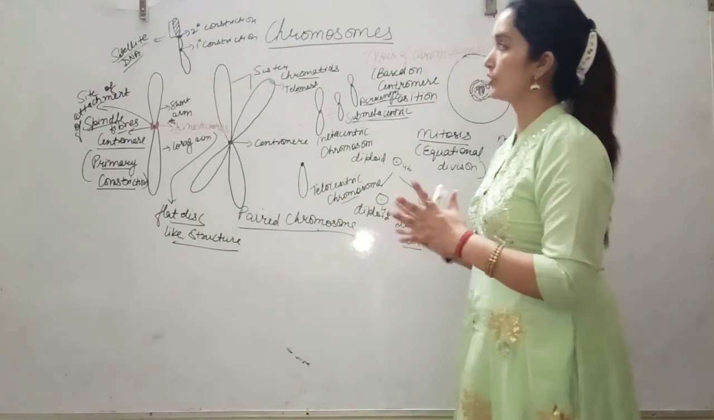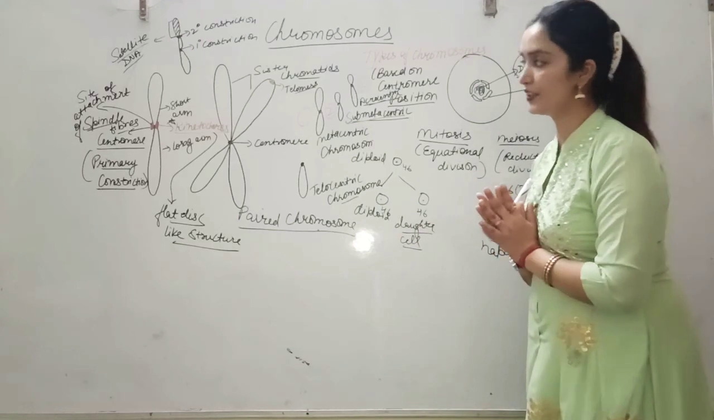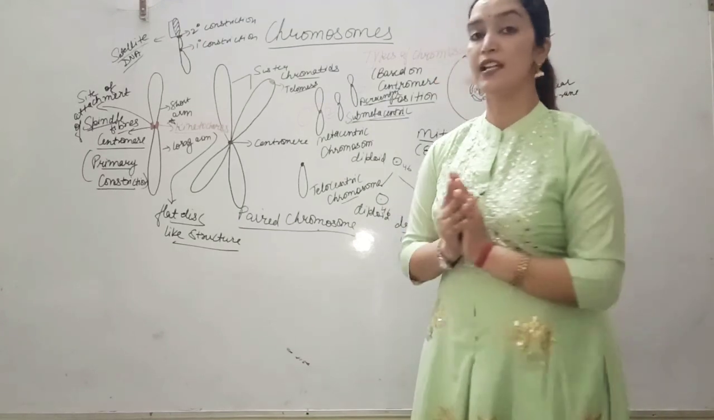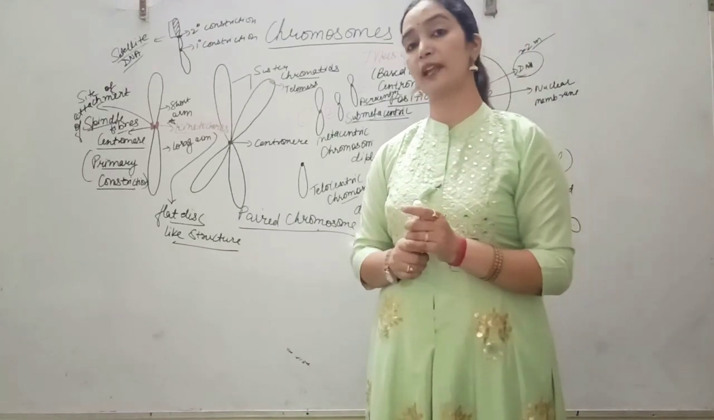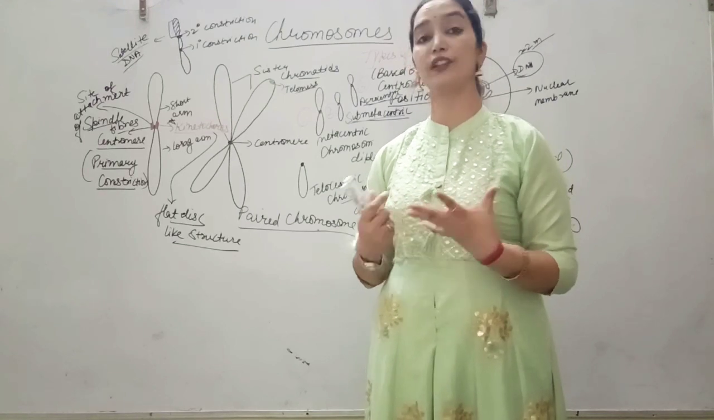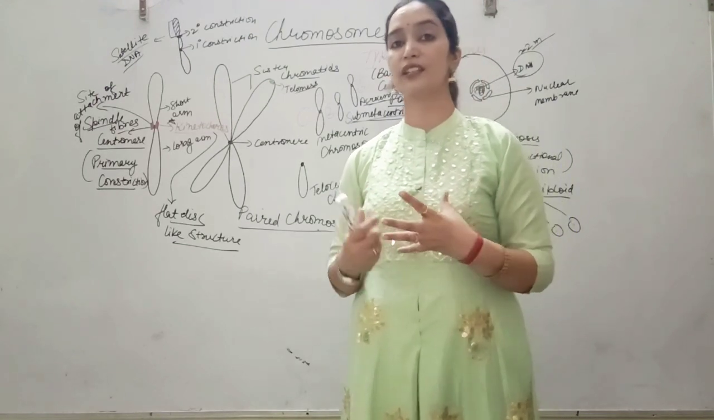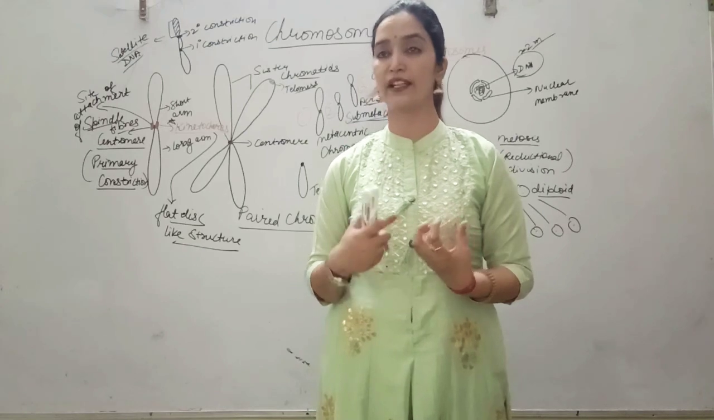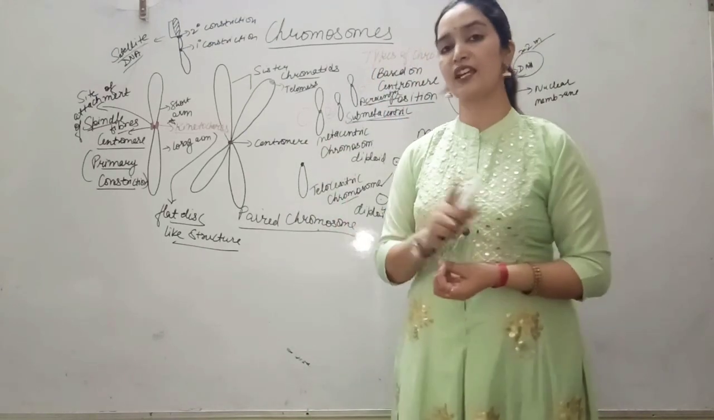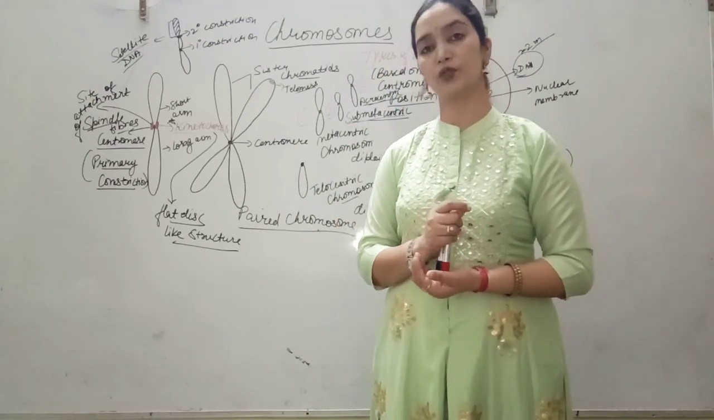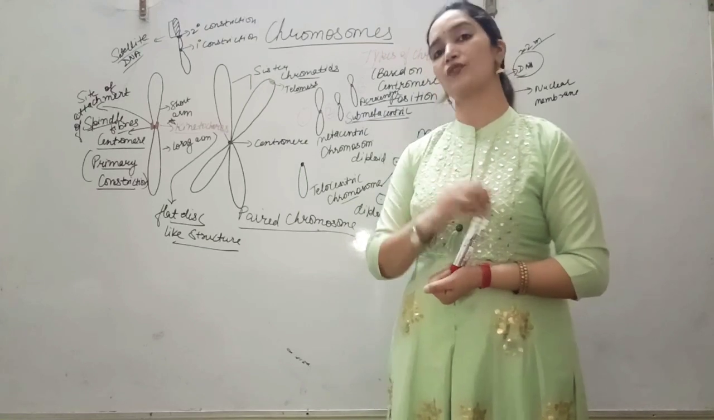Alright students, so this is all about chromosome. In our next video, we will also discuss some different types of chromosome like giant chromosome or polytene chromosome, that are some different types of chromosome not based on centromere. Today we have discussed different types of chromosome on the basis of position of centromere.